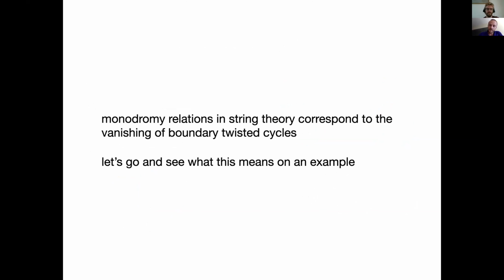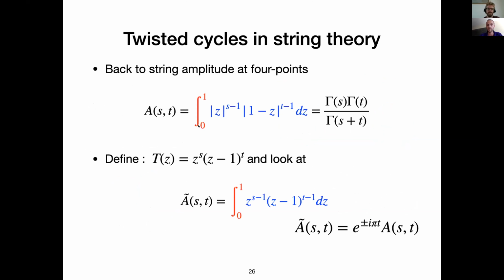So now back to the monodromies. The monodromy relations in string theory correspond to vanishing of boundary twisted cycles. Let me illustrate what this means in this example of the 4-point Veneziano amplitude. So here is the amplitude that we talked about before. And we're going to define this function T of Z, which is the one that encodes, that knows everything about the monodromies when you loop around 0 and 1, right?